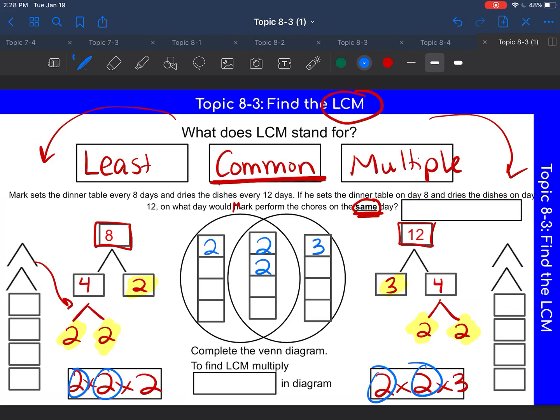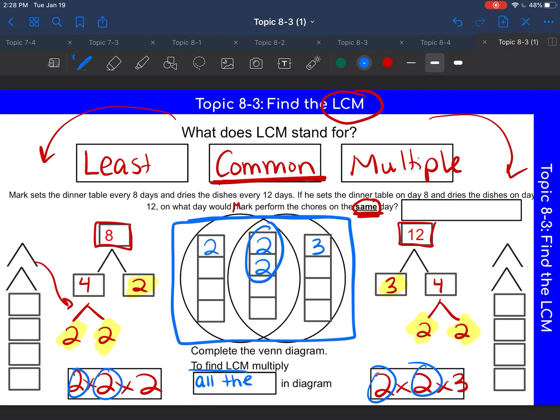Okay, now to find the LCM, we have this Venn diagram written and drawn out. The GCF would just be multiplying what's inside. The LCM, if you look at this, to find the LCM, multiply all the numbers in the diagram, all the numbers that you see, okay? So basically you're multiplying 2 times 2 times 2, 2 times 2 times 2 times 3. And that gives you the LCM, the least common multiple.